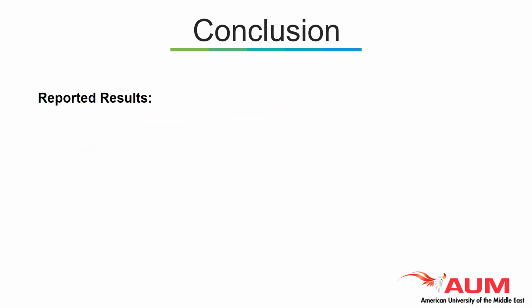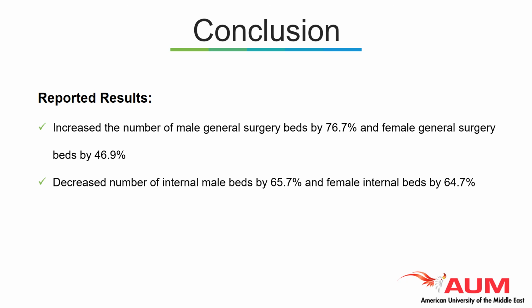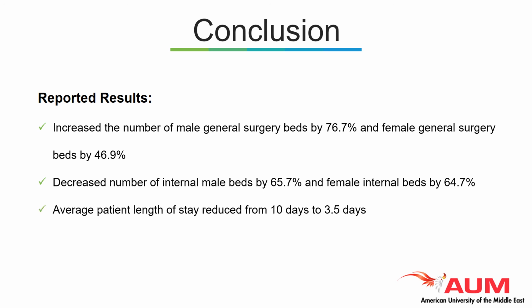As a result, the most important change that has been solved is that we increased the number of male general surgery beds by 76.7% and female general surgery beds by 46.9%. Also decreased the number of internal male beds by 65.7% and female internal beds by 64.7%. Not only that, average patient length of stay reduced from 10 days to 3.5 days, and total number of beds in the hospital reduced from 336 to 287, which is a 17% decrease.